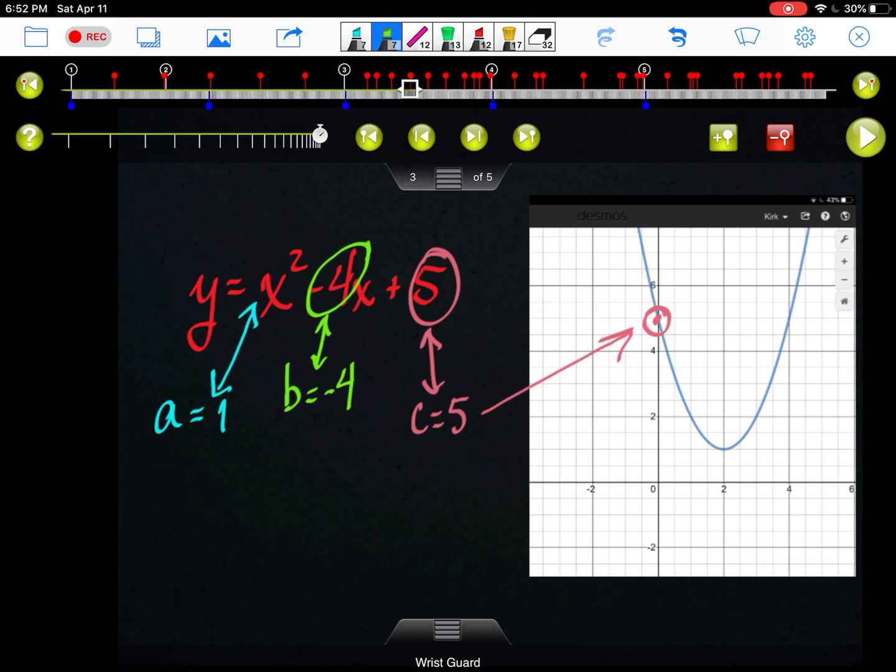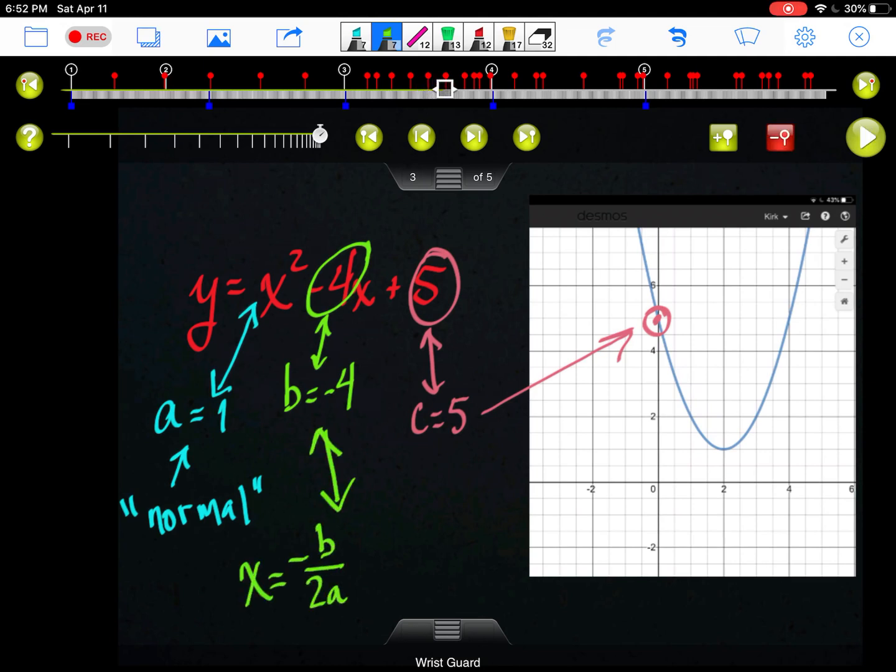Okay, so C is easy to take care of. It's easy to see the connection between the number and the point on the graph. B is a little bit trickier. By the way, A is normal there. That's kind of what we'll see a lot of in these videos, so I don't know, not too much to say about that, I guess.